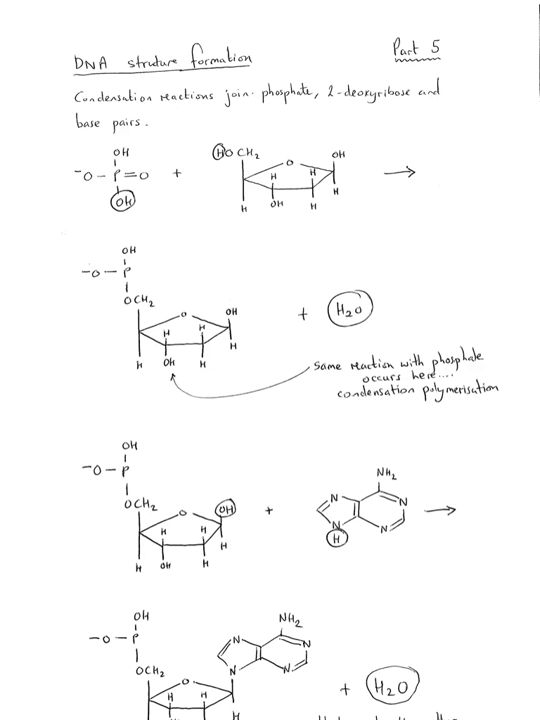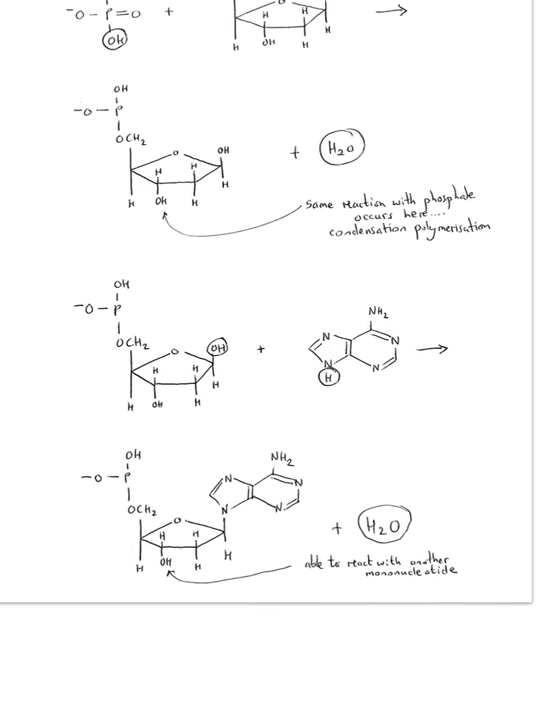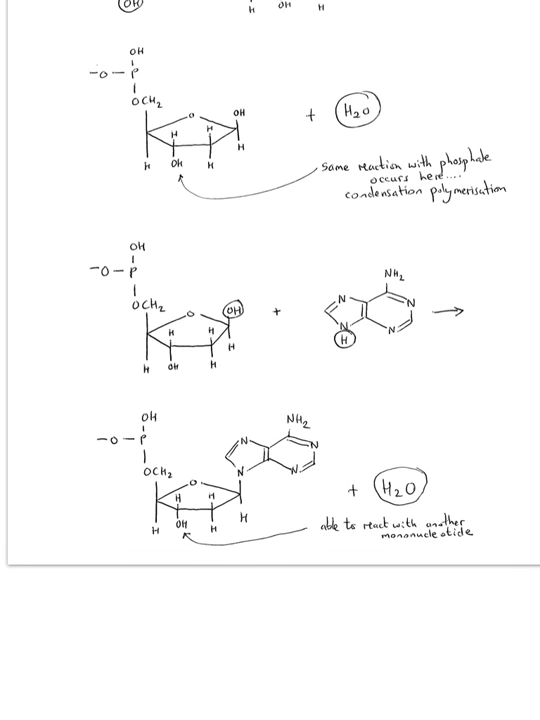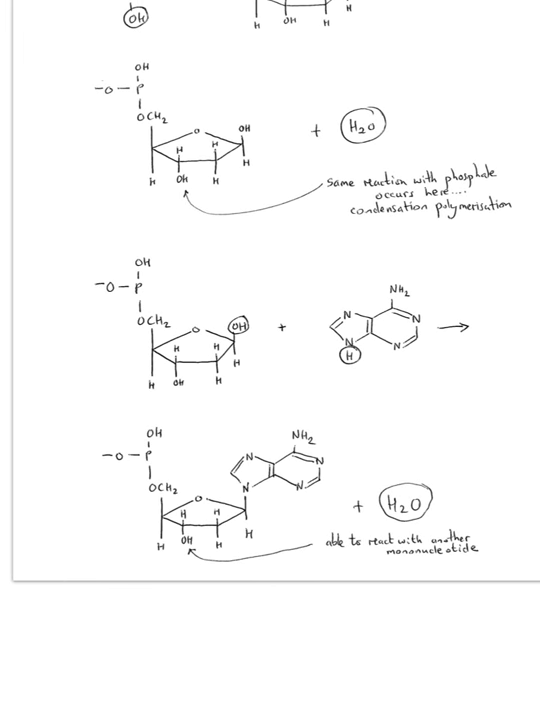This could also react in a similar way with another phosphate available there. That reaction will also occur, also condensation, polymerization. And so the next part of the DNA strand is to make this bond here between the carbon number 1 and the nitrogen group. So again, I'm highlighting the H here, which will be lost, and the OH here lost. This is the nucleophile in this case. Water is the byproduct.